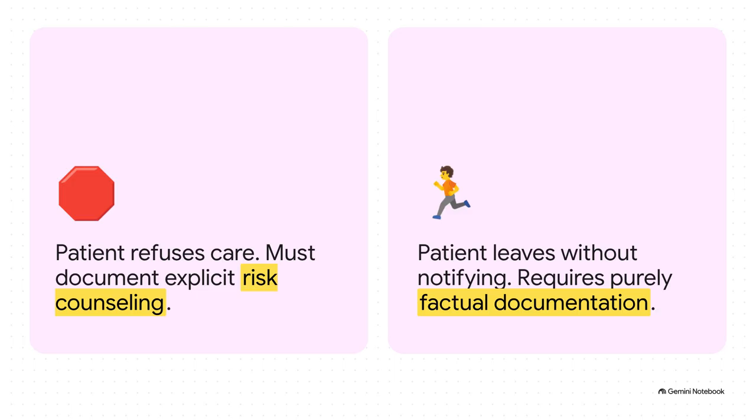With an AMA discharge, you absolutely must assess the patient's capacity, meaning their actual ability to understand the risks of leaving. And you have to document explicit risk counseling, ideally using direct quotes from the patient about why they're refusing care. But with patient elopement, the patient simply vanishes without telling anyone. There's zero opportunity for counseling, so your documentation has to be purely factual.